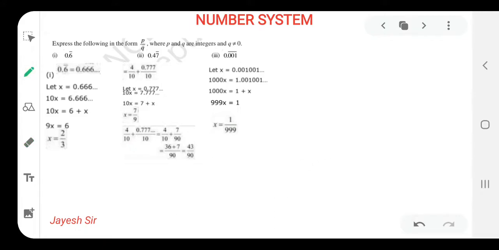Now can we elaborate 0.47 like this? 4 by 10. Here it is elaborated. 4 upon 10 we can write in fraction form, and 0.777 upon 10. In this way we can do.